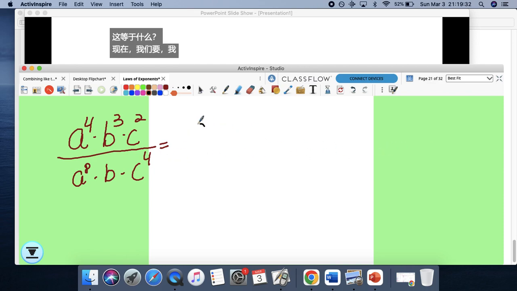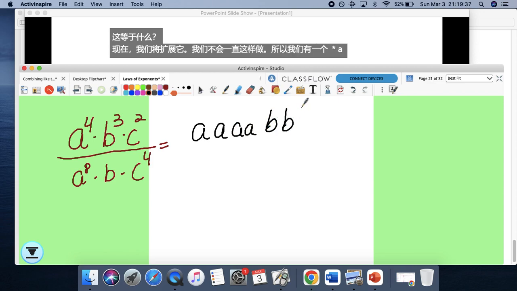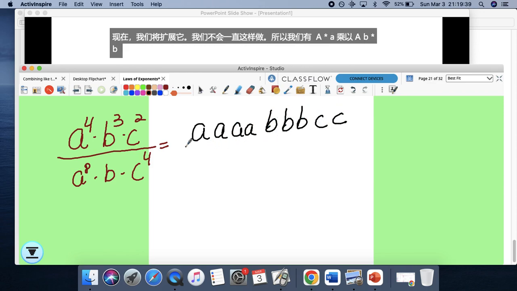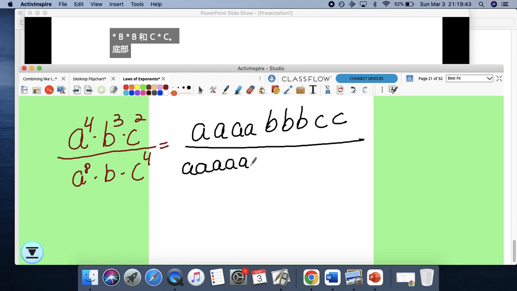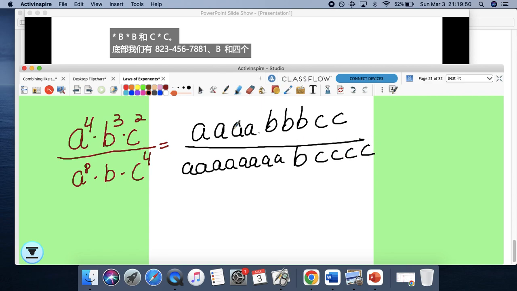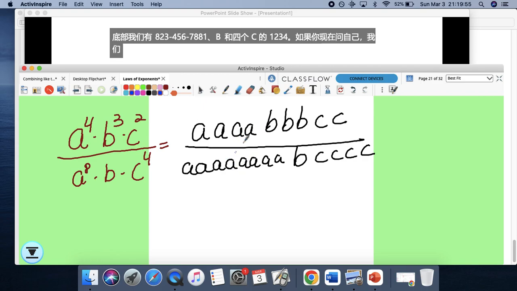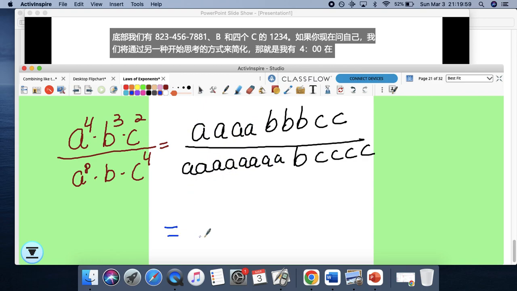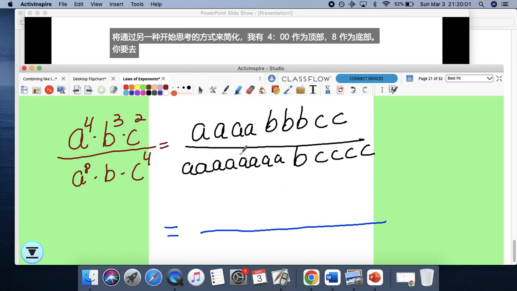We're not going to do this all the time. So we have a times a times a, b times b times b, and c times c. At the bottom we have 8 a's, 1 b, and 4 c's. Another way of thinking is, I have 4 a's on the top, 8 a's at the bottom. Where are you going to have a's left over, top or bottom? We're going to have a's left over at the bottom.